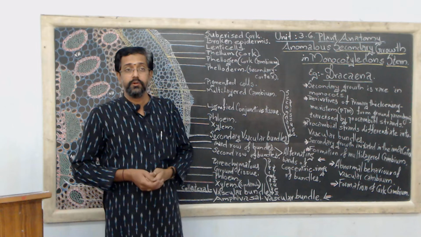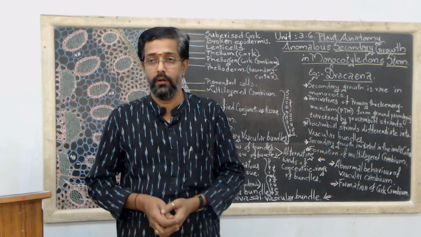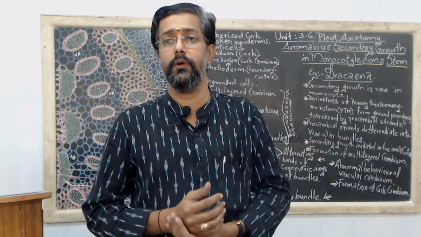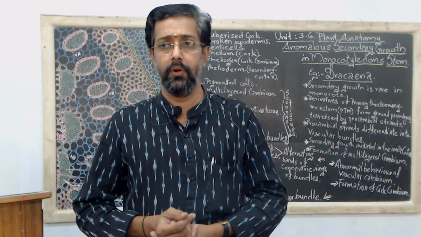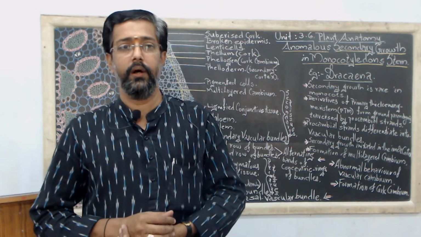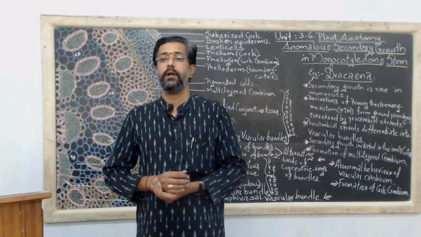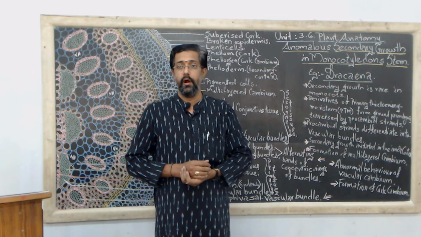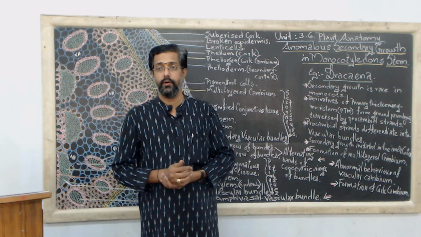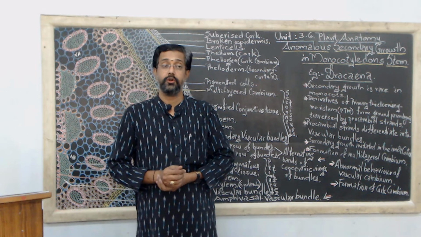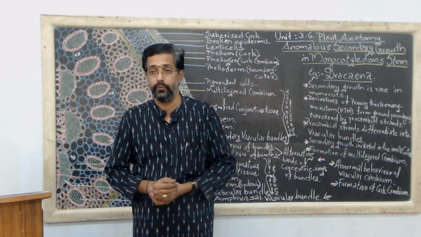So, generally angiosperms are classified into two major groups. One is monocotyledons and another one is dicotyledons. And generally, the dicotyledonous plants show the normal secondary thickening, and they also show the anomalous secondary thickening.